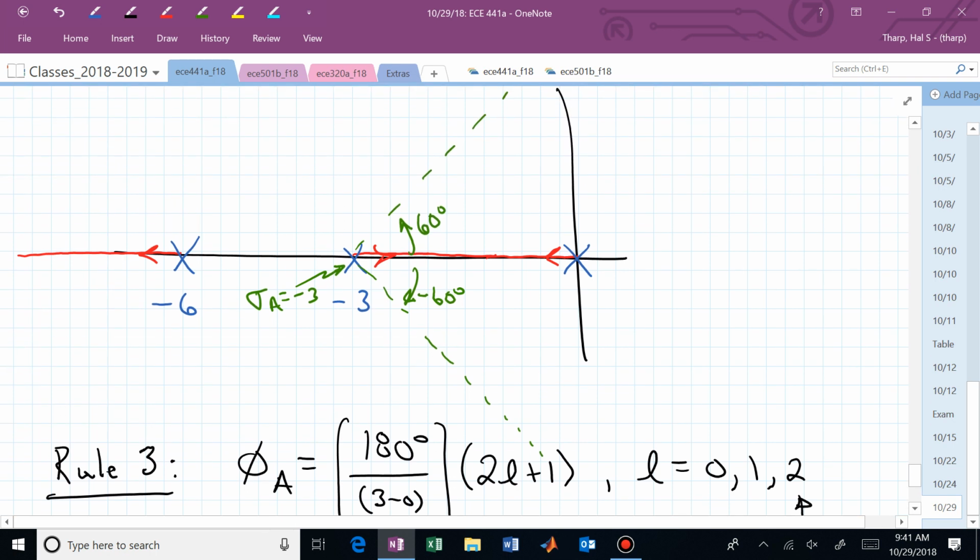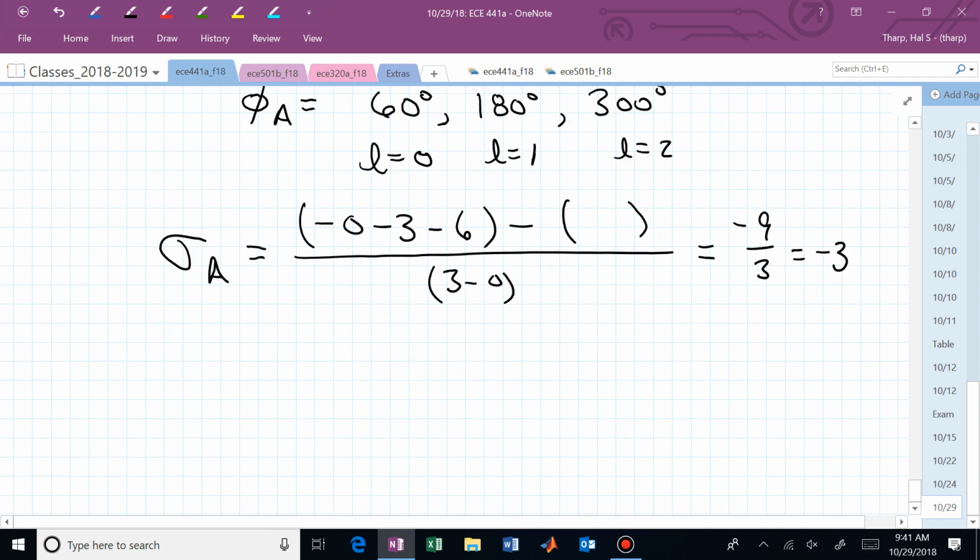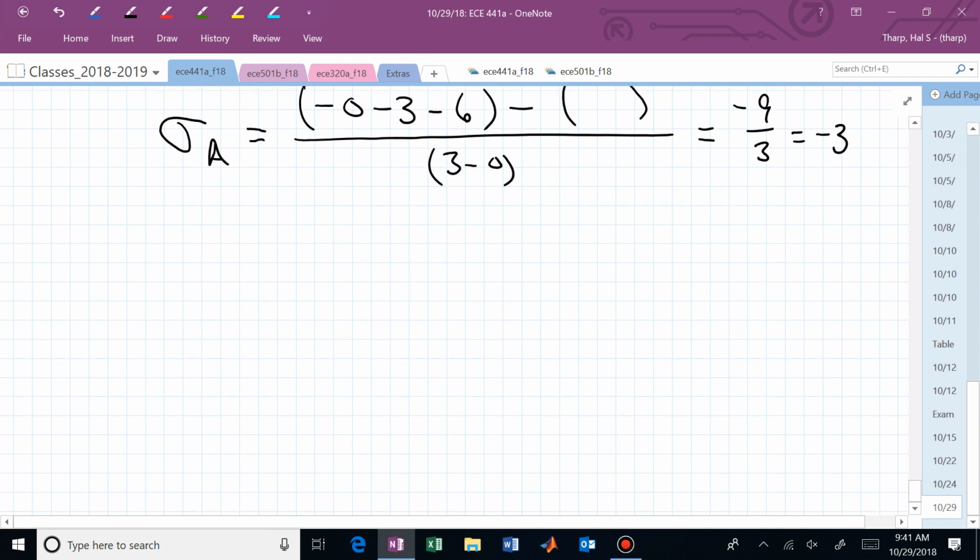How many branches do we have of the root locus? Keep harping on this, don't I? 3. 2 are going to go towards those angles that we see, and 1 is going off to minus infinity. We now need to figure out, okay, if the branch at the origin and the branch at minus 3 are going to somehow meet, we're going to have a breakaway, and what do we apply to find that breakaway?